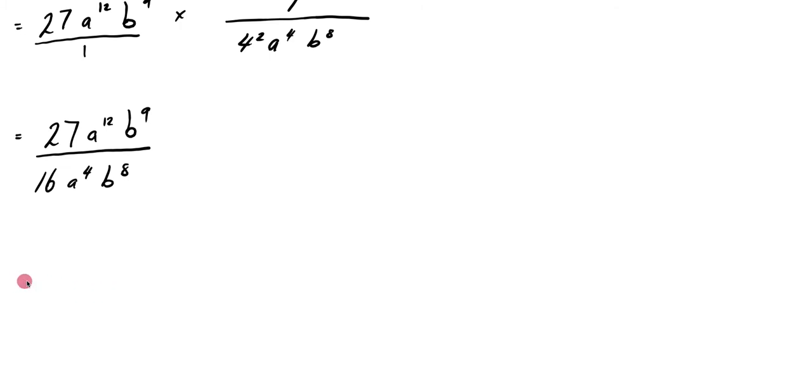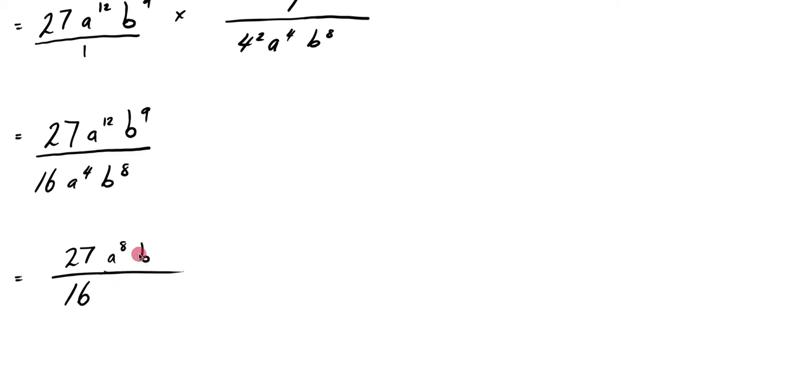Now, there's no number that goes into both 27 and 16, so they actually just stay like that. And now I'm going to have a few more things on my denominator here. I have an A and an A here, so I know according to my second index law, I can subtract my indices because they have the same base. 12 minus 4 is going to be 8, so I'm going to have 8 here. And then I'm going to have 9 minus 8, because I have B's with the same base, B. 9 minus 8 is just 1, so just B by itself.